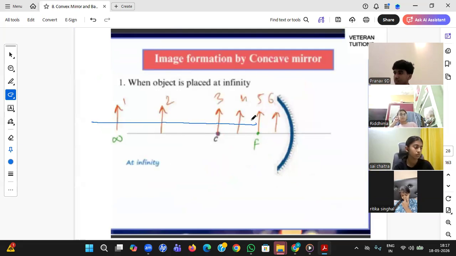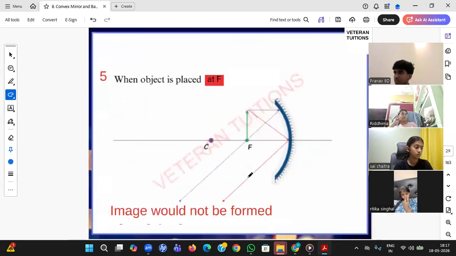Case number 5, where should I keep my object? At the focus. What happened at the focus? Parallel ray. Obviously, it should go to the focus.